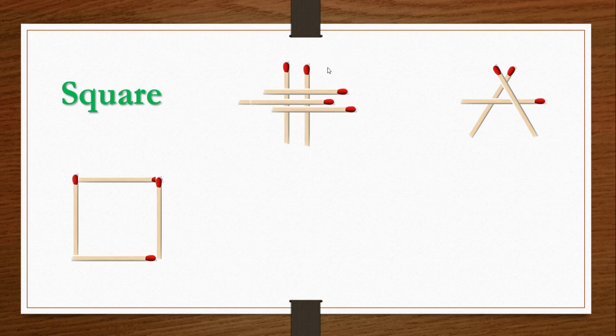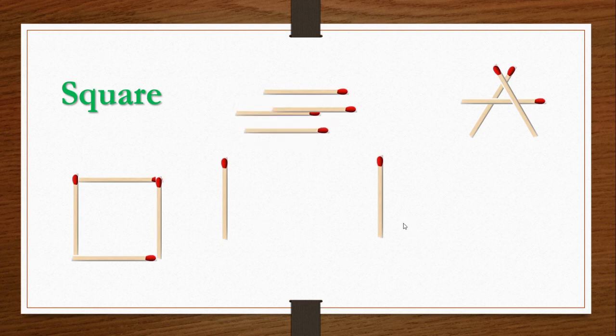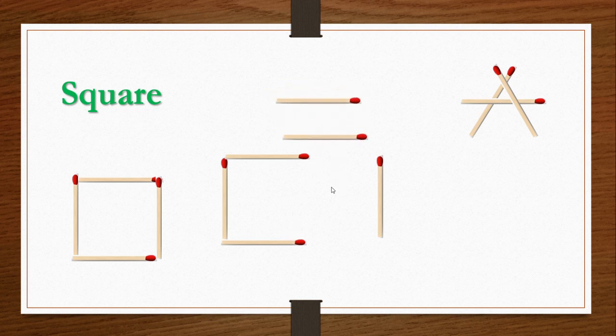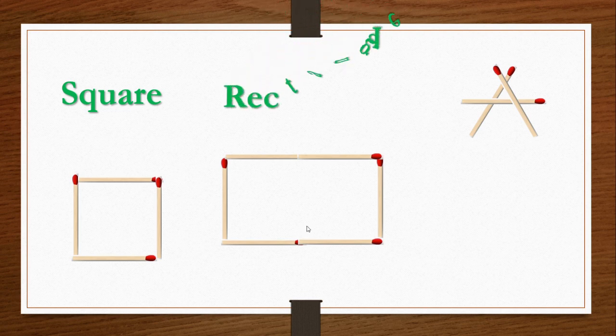Here also I have some matchsticks. I will use them to make one more shape. See here I kept like this. Okay, then I will take two more and I will keep like this. And I will take two more and I will place them here. What is the name of this figure? Identify. Yes, this is rectangle.